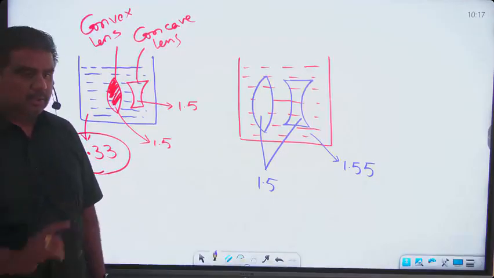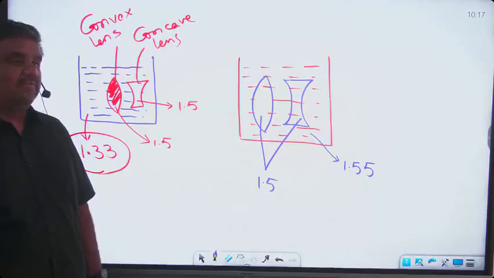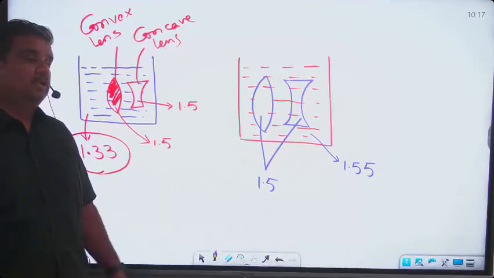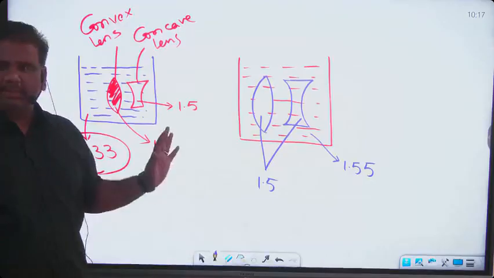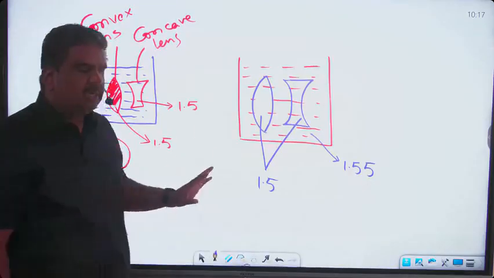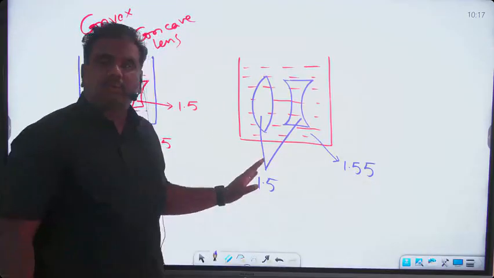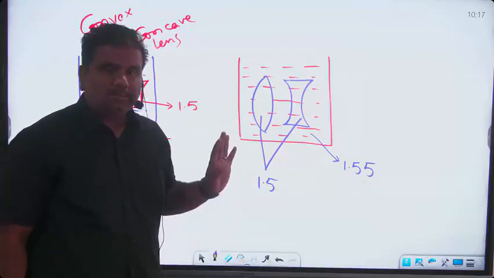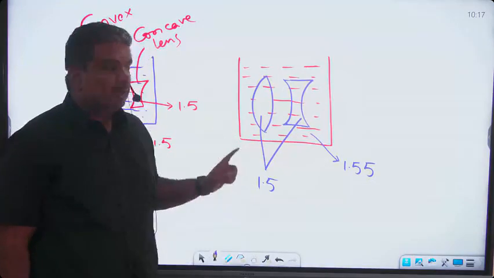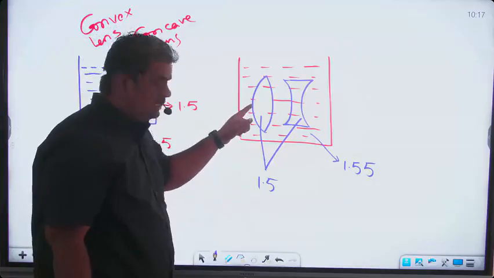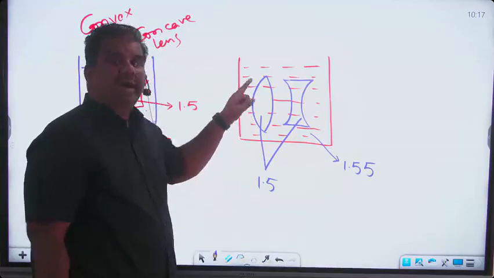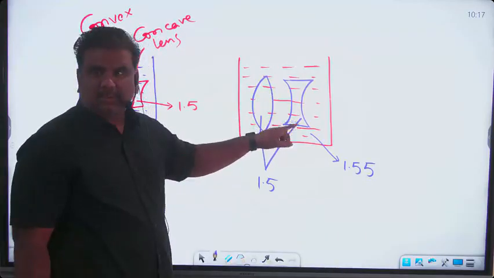Canada balsam, I think I've already written it. Right? 1.55 Canada balsam, 1.52 benzene, something like that. Now the question is, is the lens refractive index higher, or is the liquid higher? The liquid is higher.